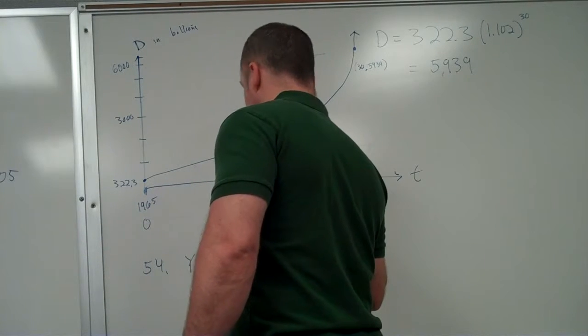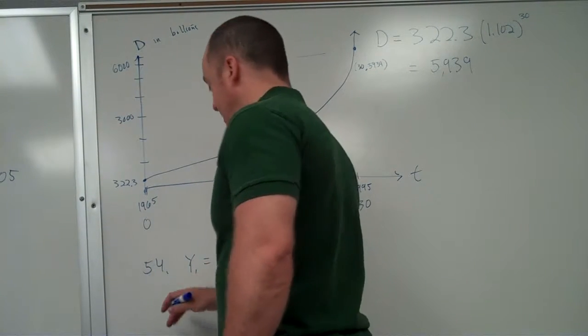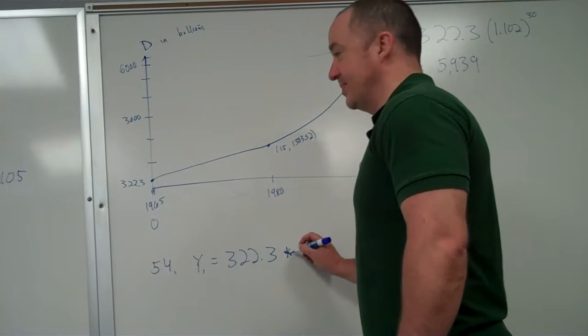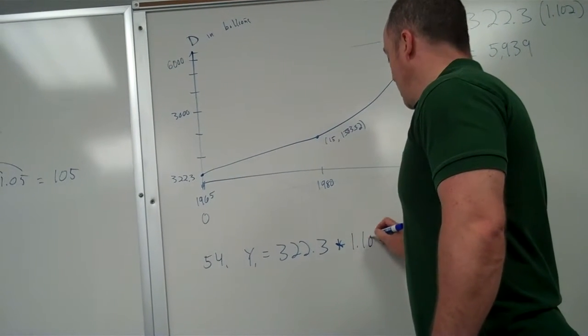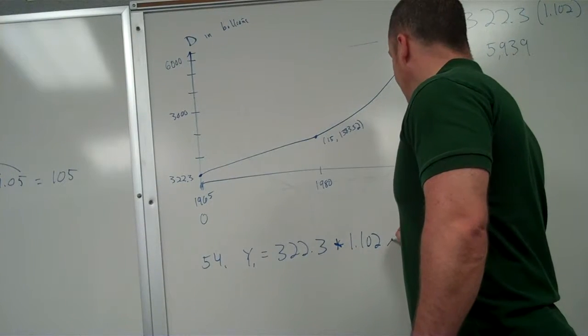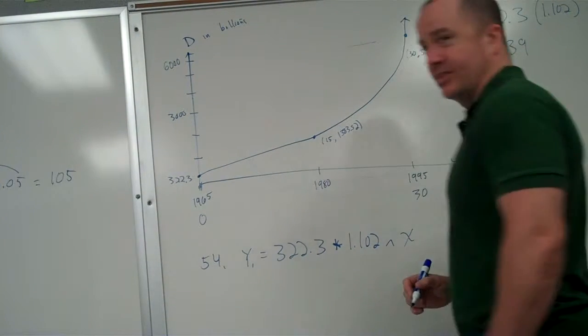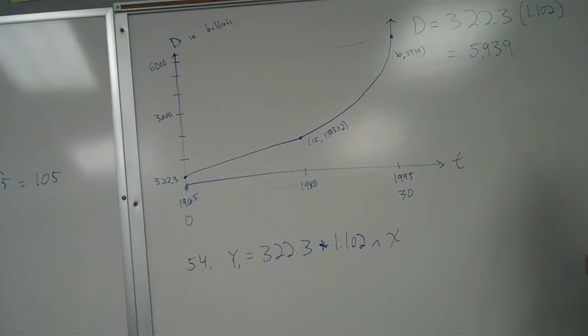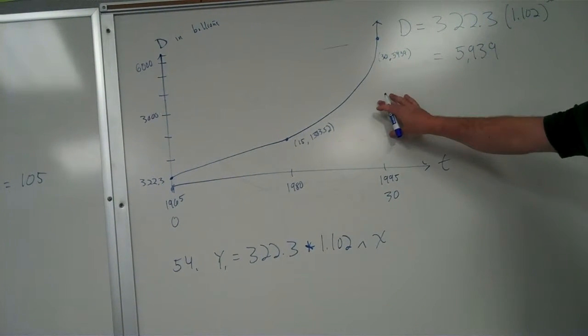How did you do that? You put y. It's what it looks like when you hit graph. Times 1.102 to the hatch mark x. Okay? This is how you graph it? Yeah. Now, based on what we did up here, I understand.